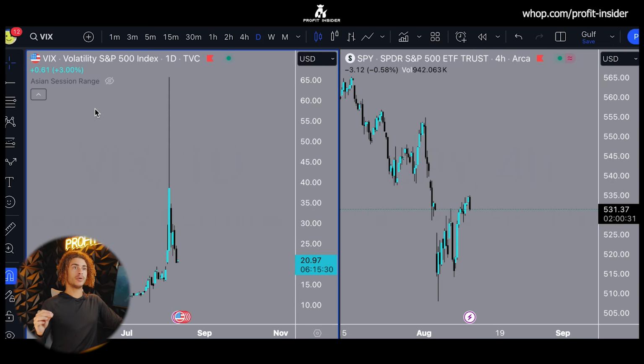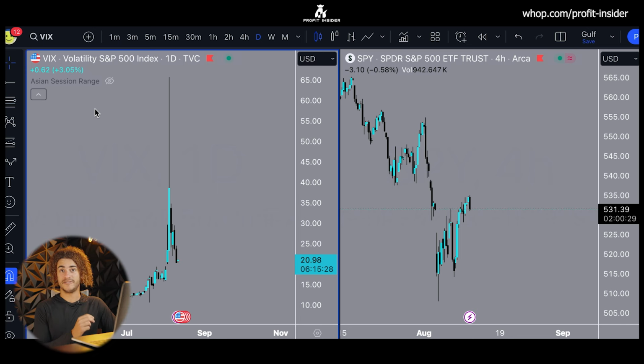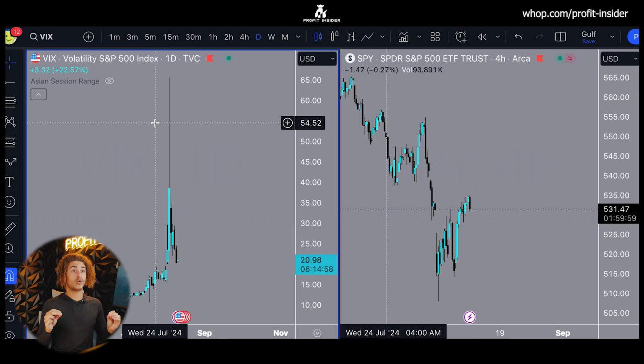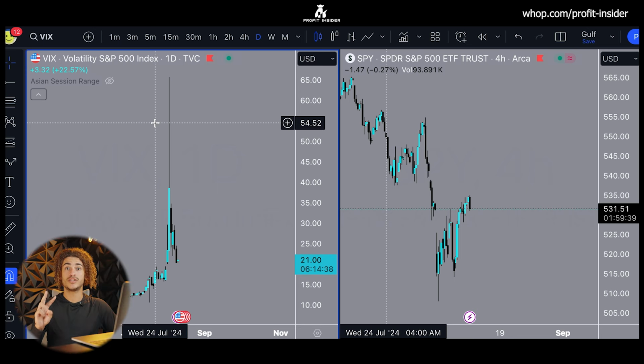When you have these charts pulled up, you'll notice something very important. VIX and SPY do the exact opposite of each other. This means when SPY goes up, VIX goes down, and vice versa. This is called a negative correlation when you have one asset that does the exact opposite of another asset. If the two assets move the exact same way, that's called a positive correlation, but these two move the opposite way, so that's called a negative correlation.